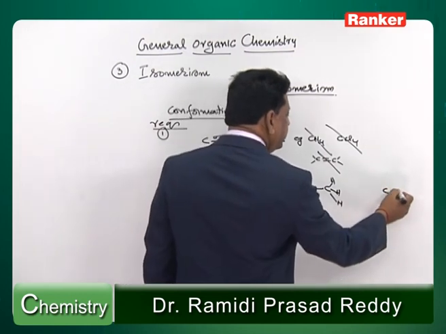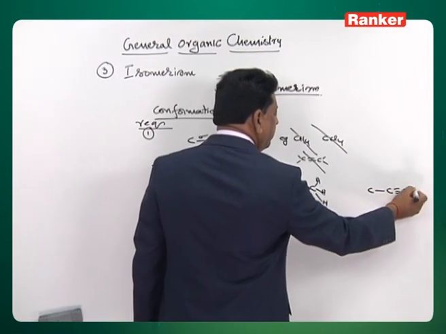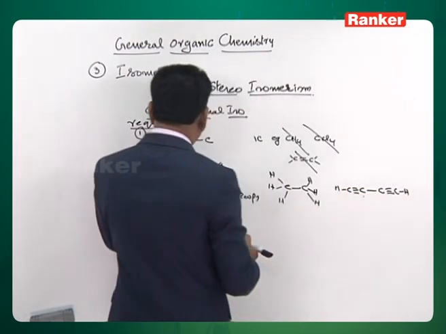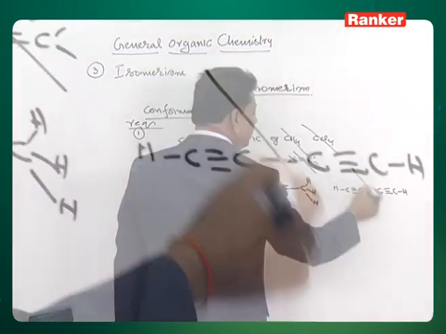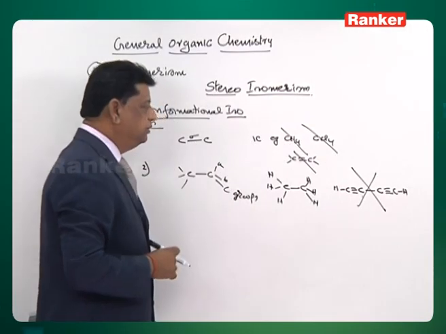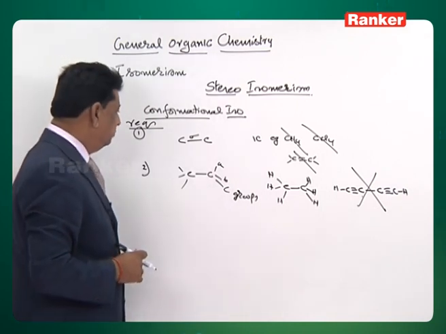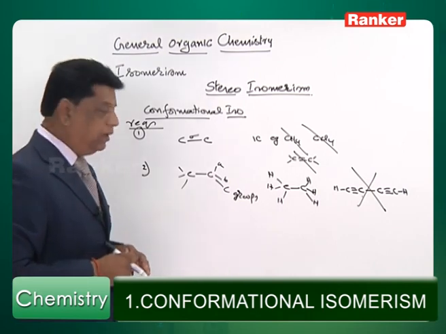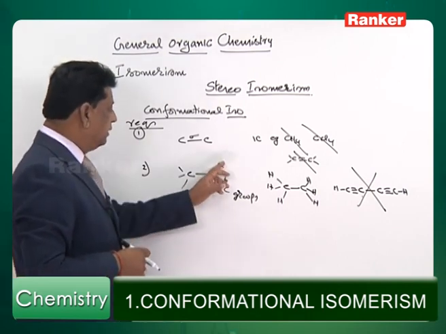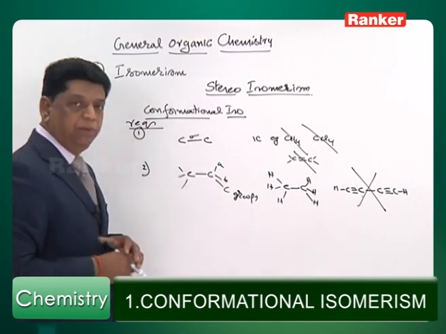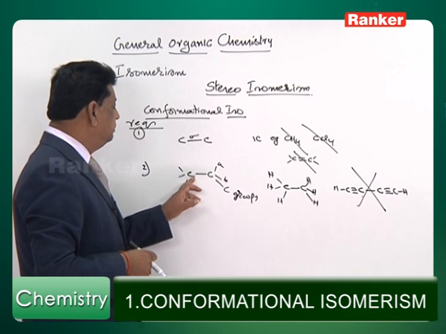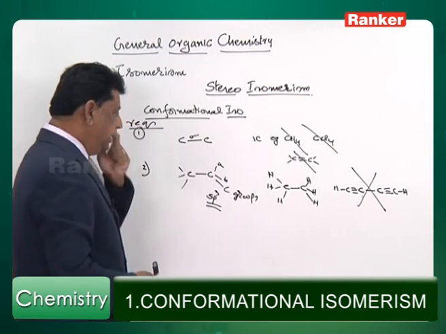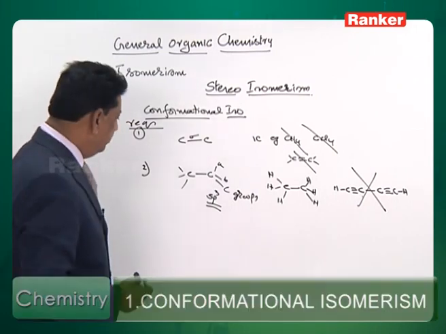But compounds where a single bond is attached to a triple bond like this are not possible. There is a sigma single bond, but the groups are not there, so that cannot show any conformational isomerism. These are the two fundamental requirements: there should be a carbon-carbon sigma bond, and the carbons attached by that sigma bond should have some groups, and both carbons should be sp3 hybridized. Then only will hydrogens, methyl, chlorine or other groups be possible.